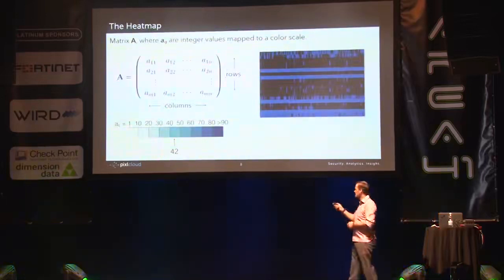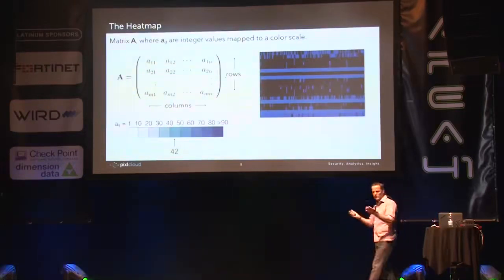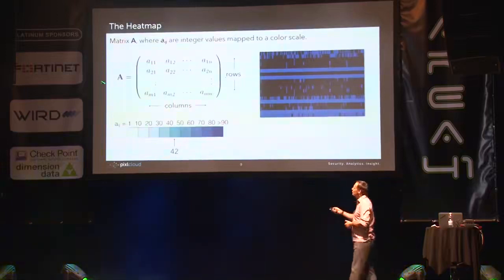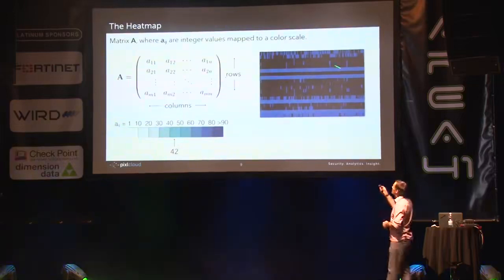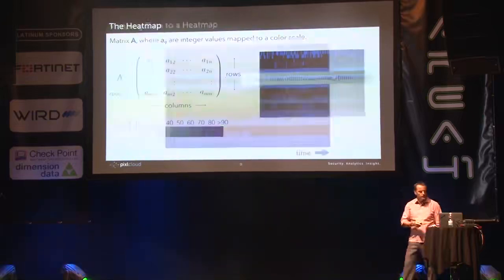A heat map is just a fancy way of presenting what is basically a matrix. If you ever studied any statistics, this is pretty simple. You have columns, you have rows, and every value in here you encode in a color. So you just have some kind of a color scale. Number 42 would fall somewhere here into this blue. And this is an example of how one of these heat maps could look.